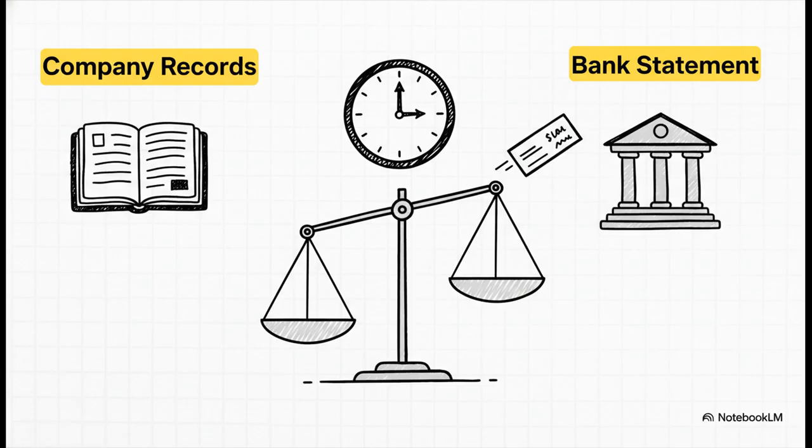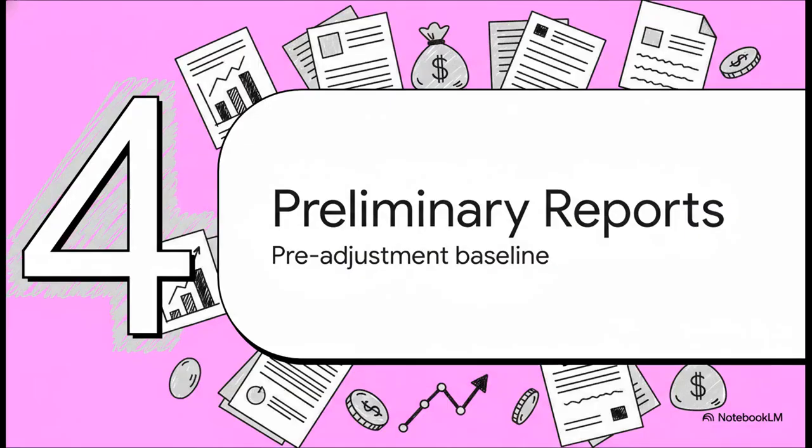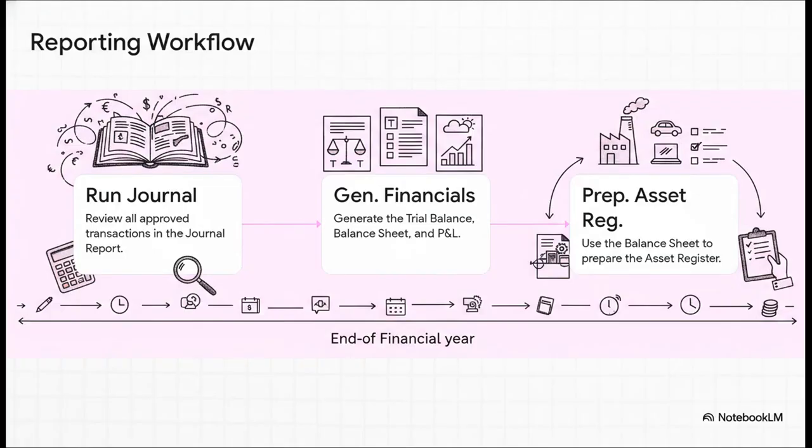into balance. Right. So once our cash is reconciled and we know it's accurate, the next phase is to generate a series of reports. These will give us a very clear financial baseline before we make any adjustments. This reporting workflow is a pretty standard 3-step process.